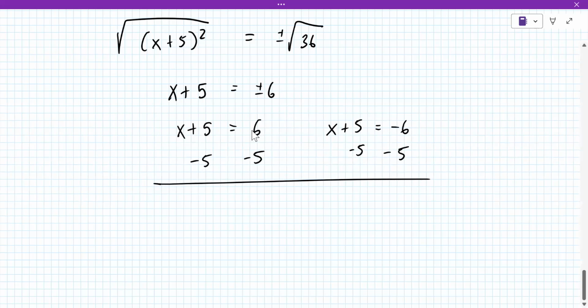If you make them both x plus 5 equals 6, then you're going to get the same answer, but it should be -6 minus 5. 6 minus 5 is 1.